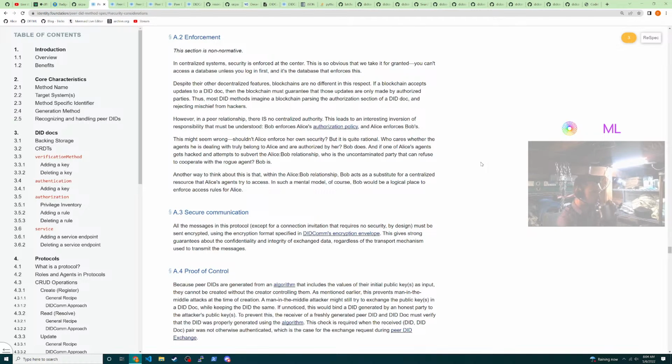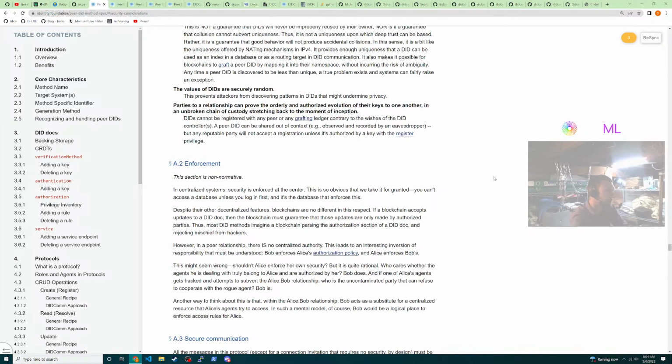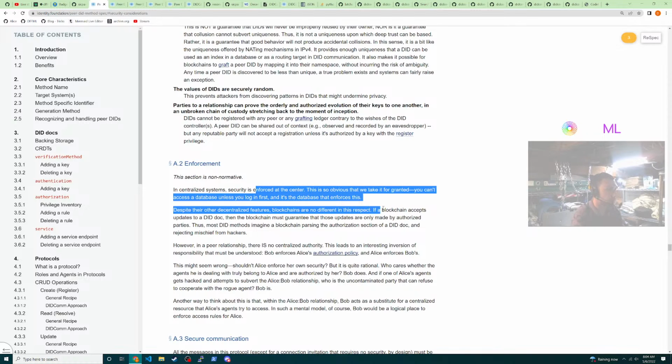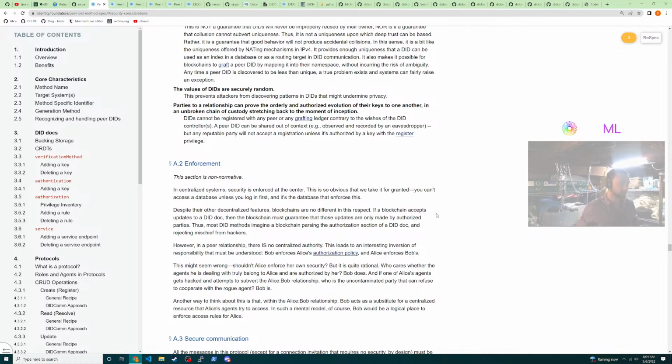Unfortunately, in a centralized system, security is enforced at the center. It's so obvious we take it for granted. You can't access the database unless you log in first. Okay, so despite their other decentralized features, blockchains are no different in this respect. If a blockchain accepts updates to a DID doc, the blockchain must guarantee that those updates are only made by authorized parties, blah, blah, blah. Okay, we already talked about this.